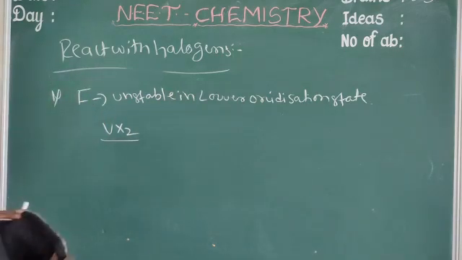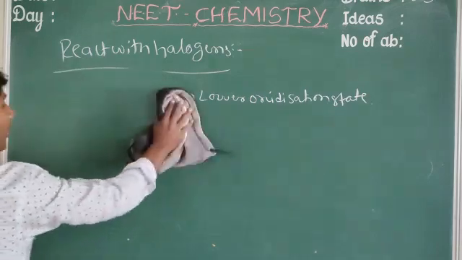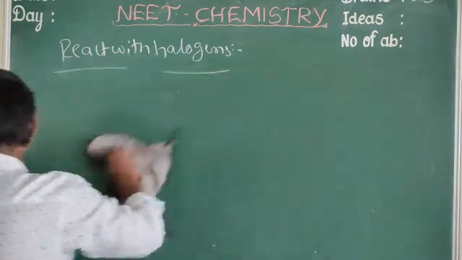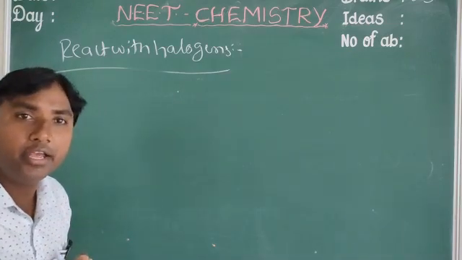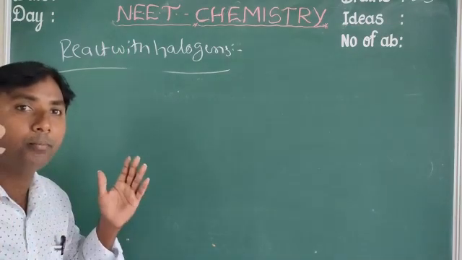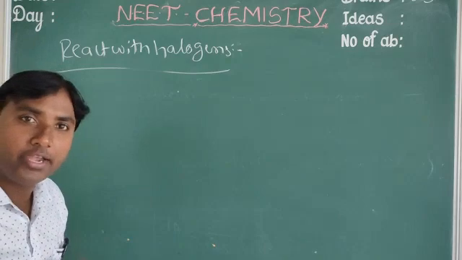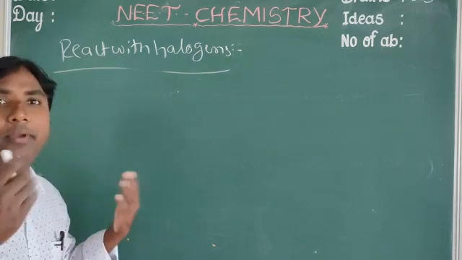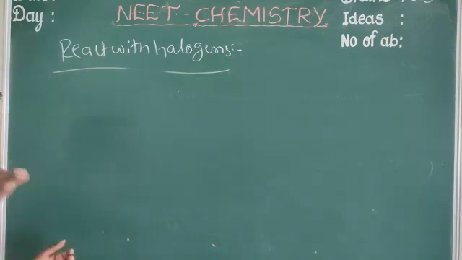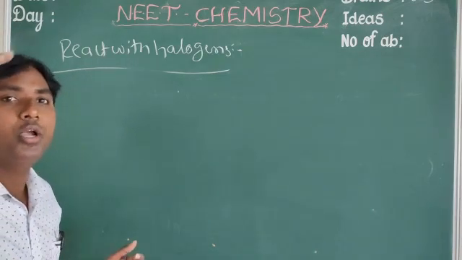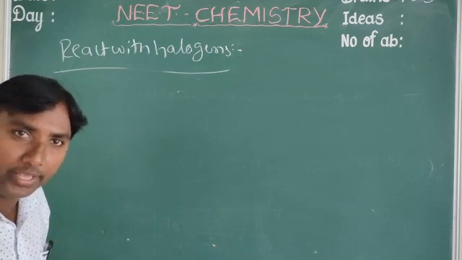Next, chlorine and bromine are common. But among halogens, only fluorine forms higher oxidation state compounds with transition elements, +6 and +7. Chlorine and bromine reach a maximum of +5 oxidation state only.